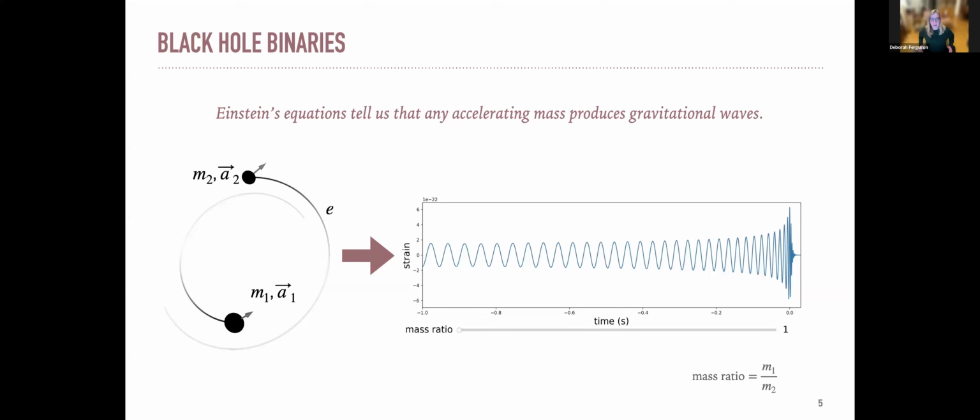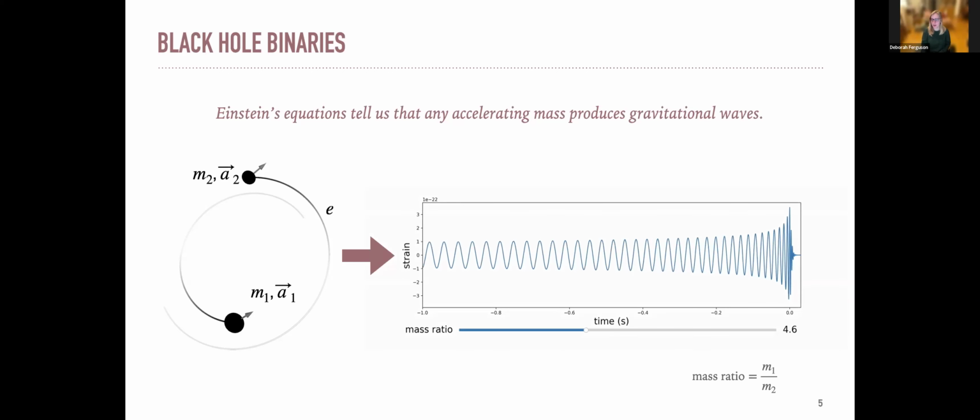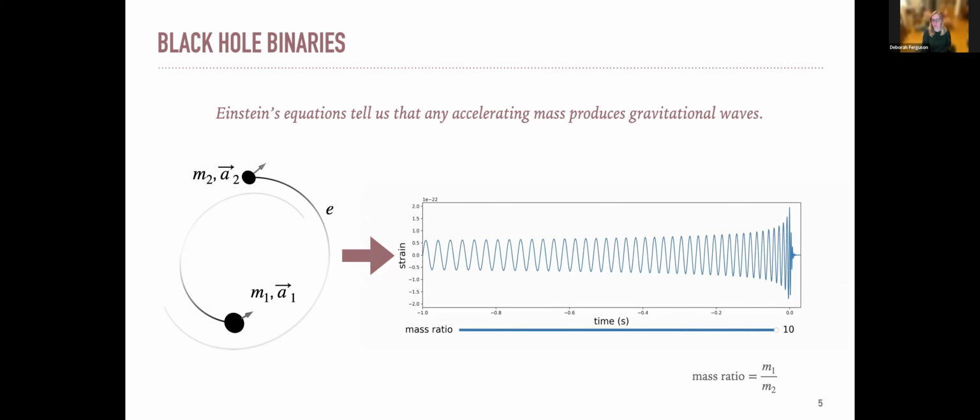As I just said, Einstein's equations tell us that any accelerating mass produces gravitational waves. What these gravitational waves look like depends on the mass and spin of those black holes that I was describing earlier, as well as quantities that describe their orbit, such as the eccentricity, which measures how non-circular the orbits are. And as you change these parameters, you change the gravitational waves. In this case on the right, I'm about to show a video of what happens if we change the mass ratio, where I'm defining mass ratio as m1 divided by m2. And as we increase the mass ratio, we change the shape of the gravitational waves.